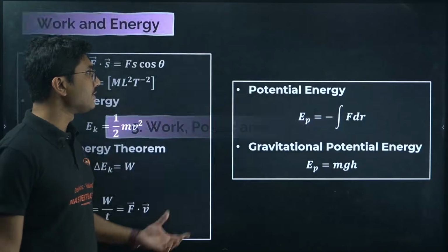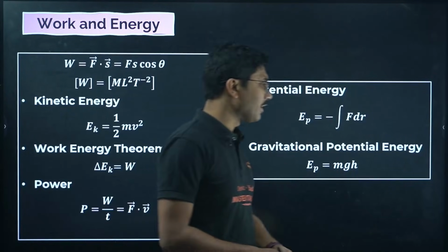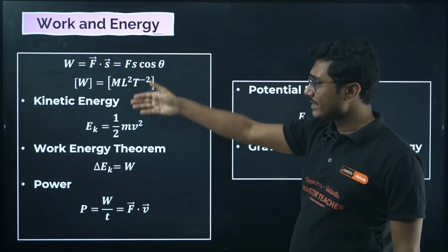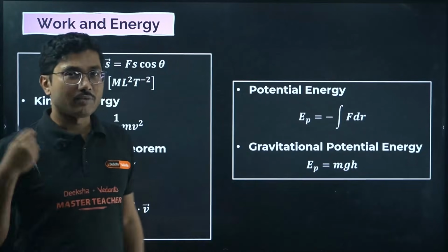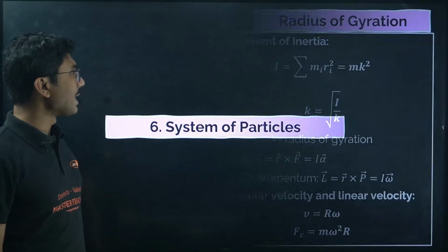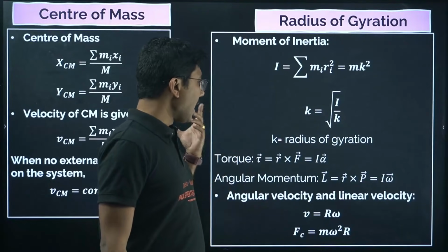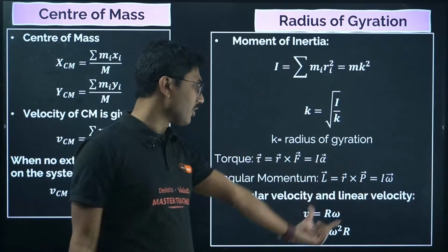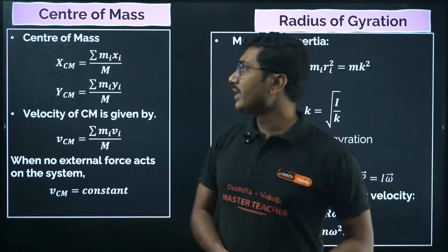Next, work, power, energy. Here we have work and energy, potential energy, the definition of potential energy, gravitational potential energy. Then we also have kinetic energy and the work energy theorem. Everything is given in a single sheet of paper. Next, system of particles, a slightly tricky chapter. Here, radius of gyration, torque, angular momentum, how angular velocity and linear velocity are related, how centripetal force is related to angular velocity. Everything is here.